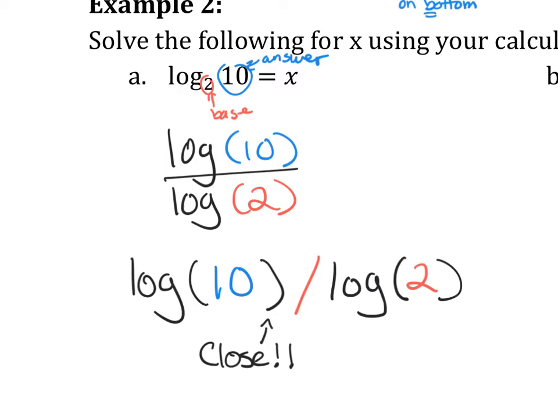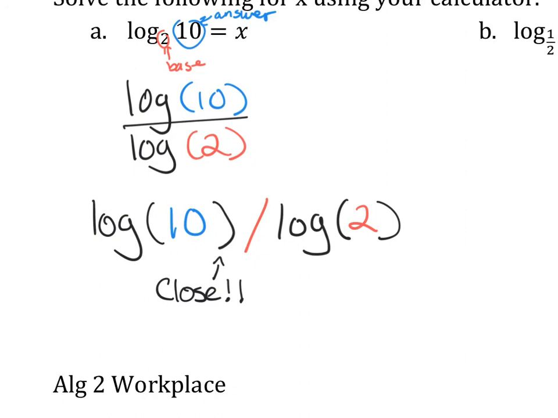So then it's going to be a decimal? Yeah, these are going to be decimals, yep. So you should get x equals 3.32. Rounding to 2 decimal places is a good rule of thumb here.